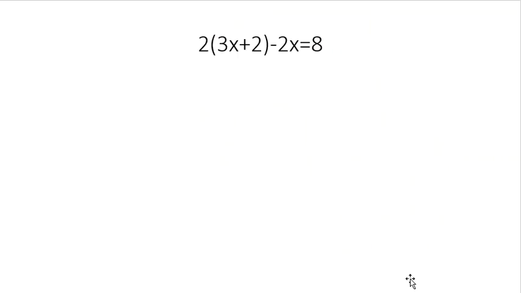Let's take our final thing that we can do to make this more complicated. We've already distributed, we already combined like terms. Now let's make it so that there's variables on both sides. So let's add a 2x to the right side. So now we have variables on the left side, and we have variables on the right side.